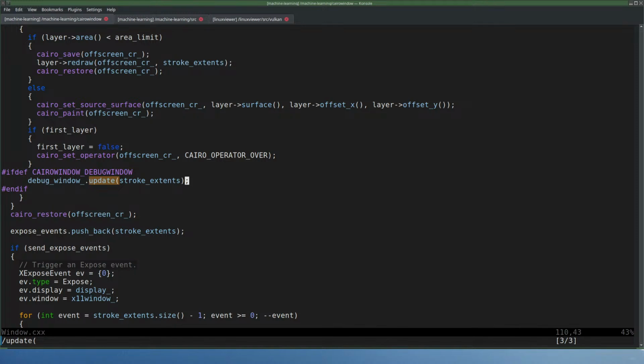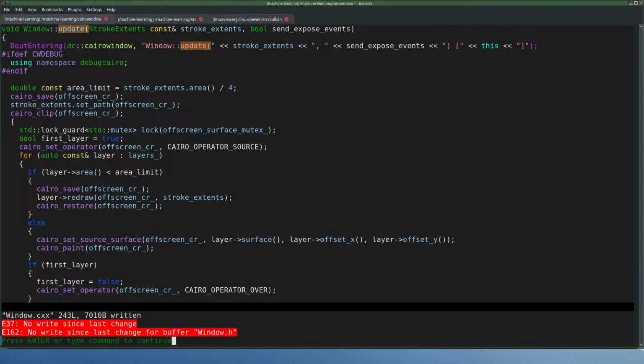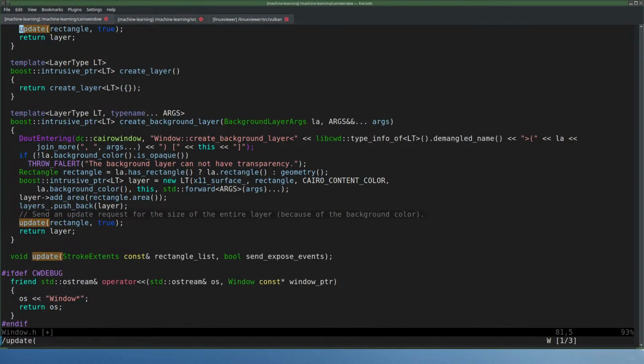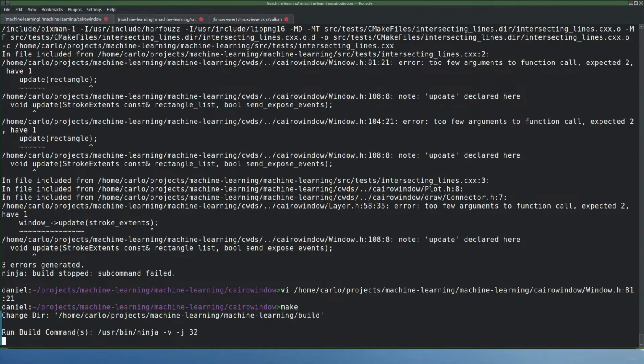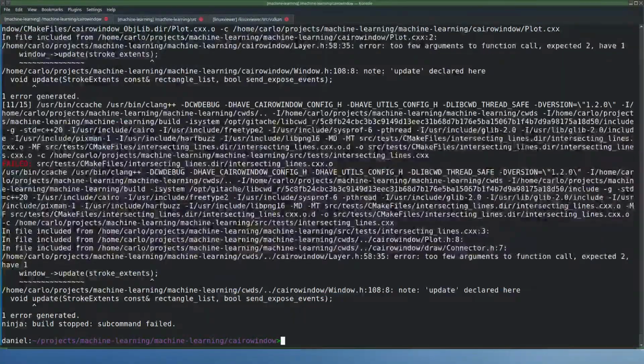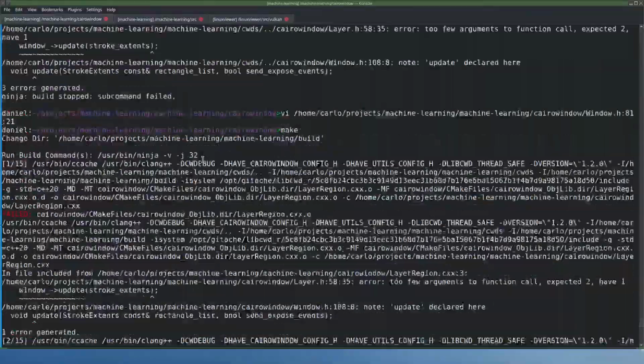Debug window. Debug window probably should always be updated because it's a debug window. I don't know. True. So far, everything is always true. And then we get the following errors.